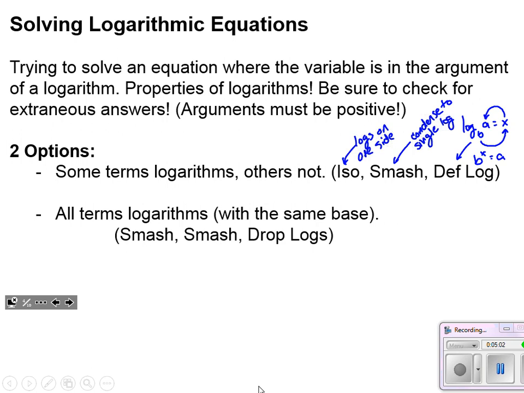But I think having a quick, easy to remember, kind of a memorable little slogan for this type, ISO smash def log, is a nice way of kind of saying, oh, okay, yeah, I know how to do this, ISO smash def log. It makes it easier to remember.